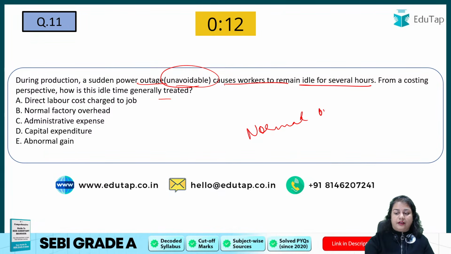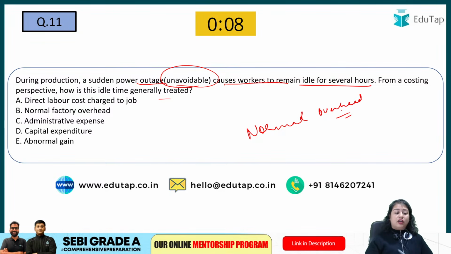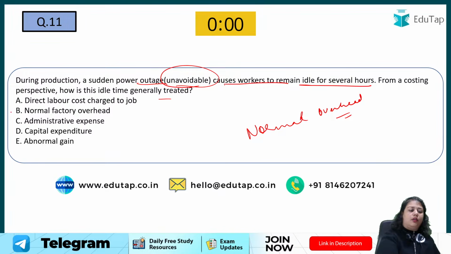So this is overhead, okay, remember this, this is our overhead, indirect expenses. And because this is related to the factory, this is normal factory overhead, or you can say normal production overhead. So the answer is B.